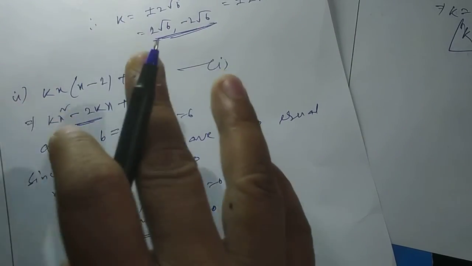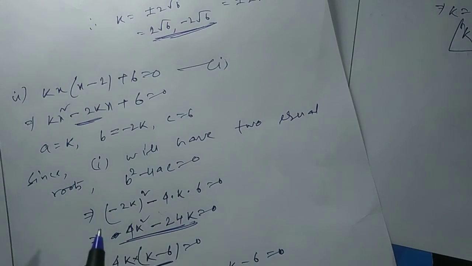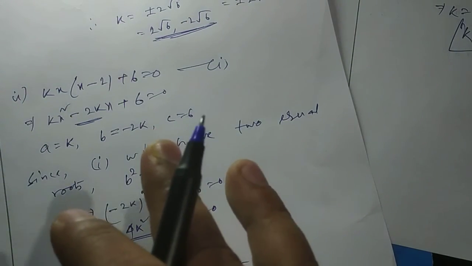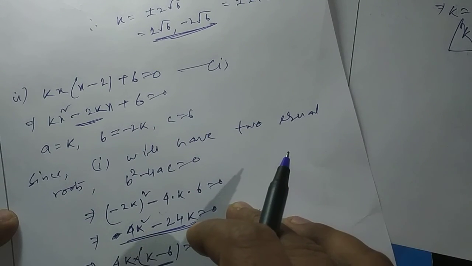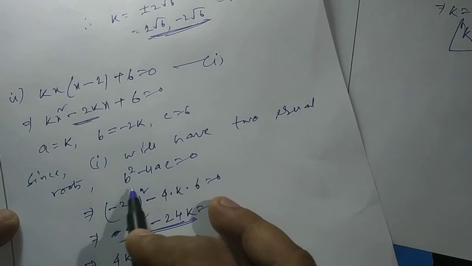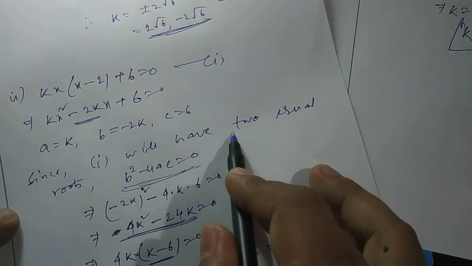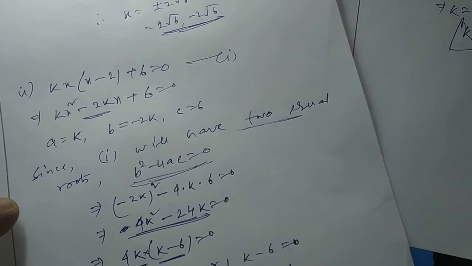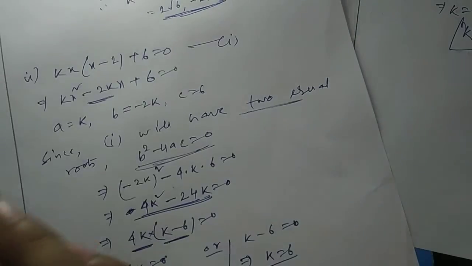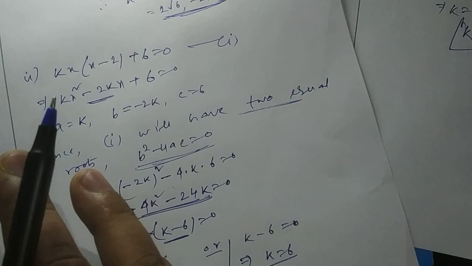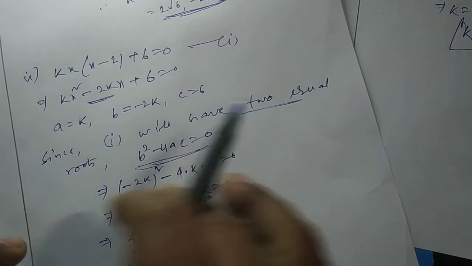So here simply we have used condition number 3. Condition number 3 means the roots will be equal if the discriminant is 0. Here the discriminant has to be 0 because it was told in the question that the equation will have two equal roots. So again this question is very, very important for the CBSE board exams.